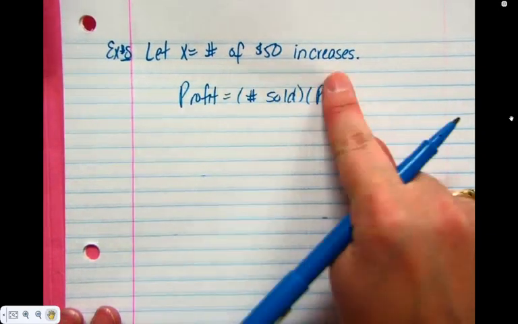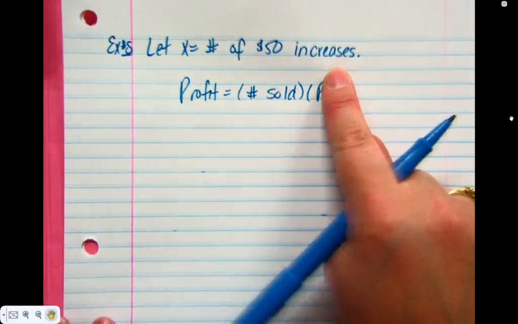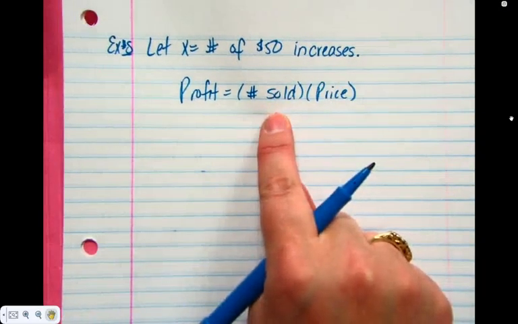We always start with defining X. X is always the way the price is changing. We're increasing it in this one. Profit is always the number sold times price.